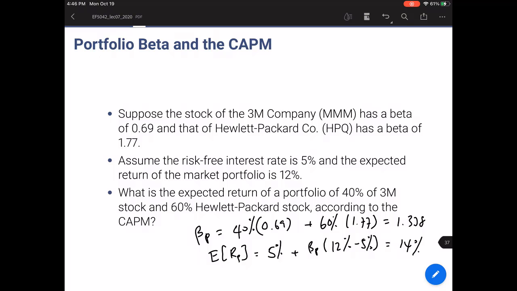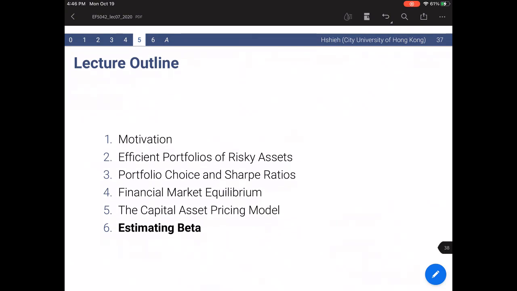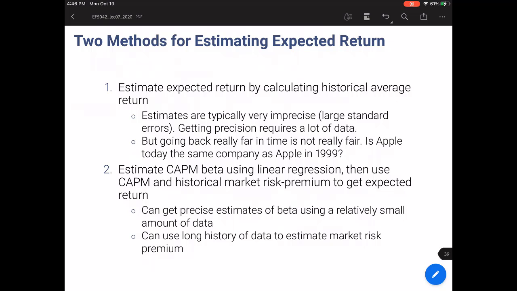Okay, so that's basically it. Estimating beta, of course, you don't have to do this at all in this class. I think I will give you an example of doing this yourself, but in practice, it's much easier just to look it up on Bloomberg or on Yahoo Finance, because beta is estimated by professionals all the time. But for those of you who are curious, you can.